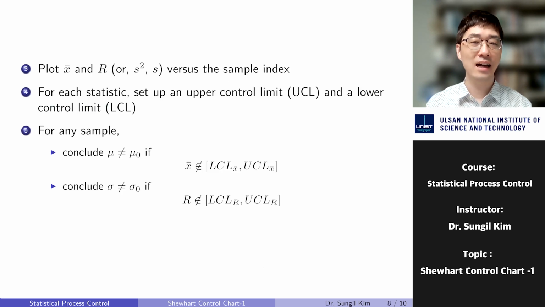Third, plot the selected sample statistic versus the sample index. Fourth, for each statistic, set up an upper control limit and a lower control limit. Last, for any sample, we conclude mu is not equal to mu zero or sigma is not equal to sigma zero if the sample statistic is not within its control limit.